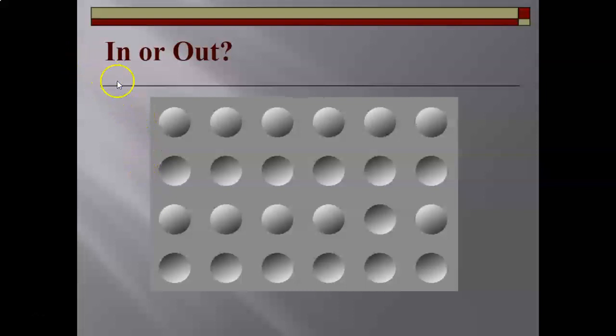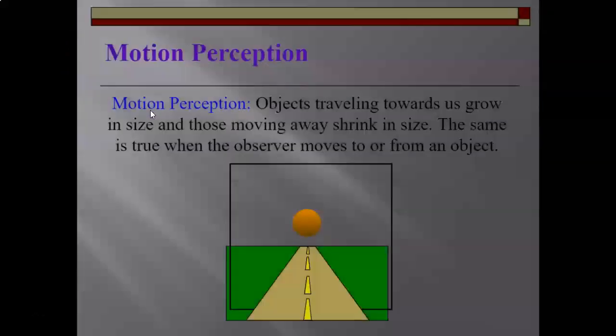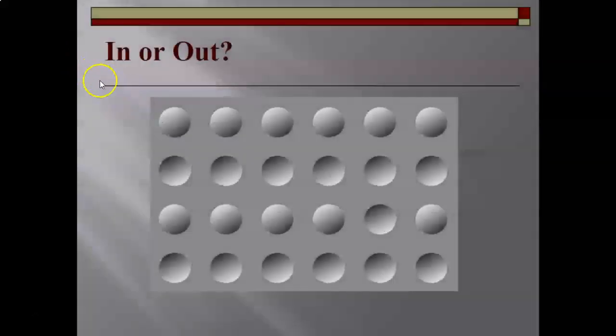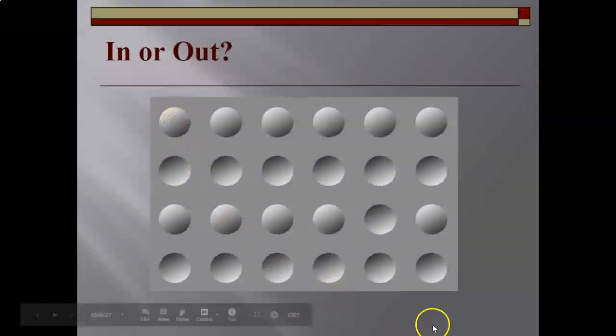So from this perspective, the light is coming from this direction, and it is casting a shadow on this side. Because it's casting a shadow, this would be up. But let's say, for just a second, the light was coming from this direction. Then it would be just the opposite. This would be in, and these would be out.